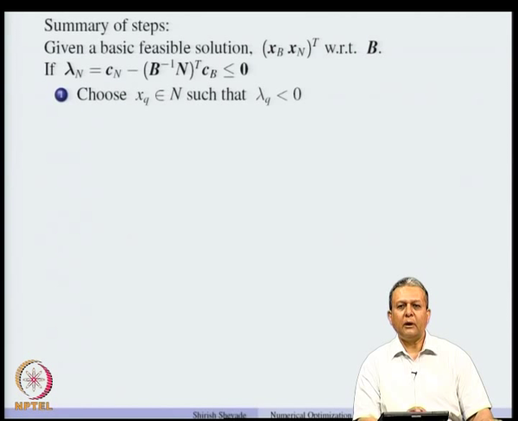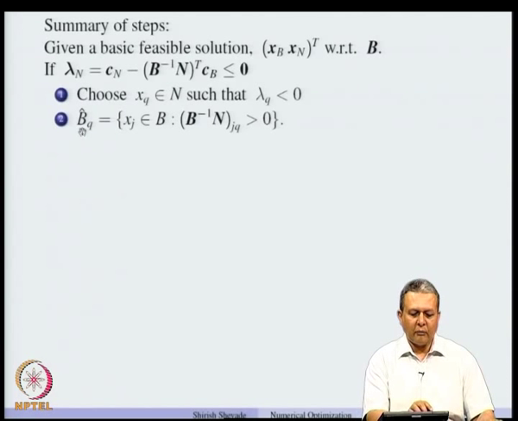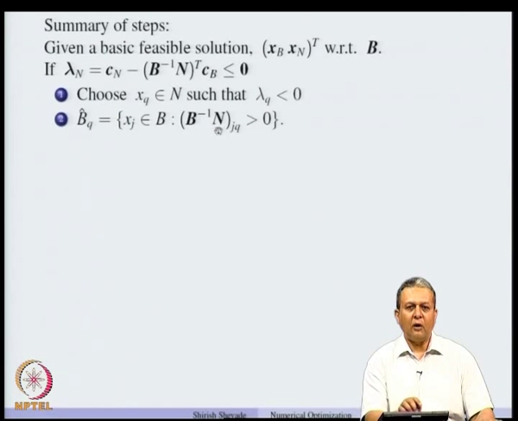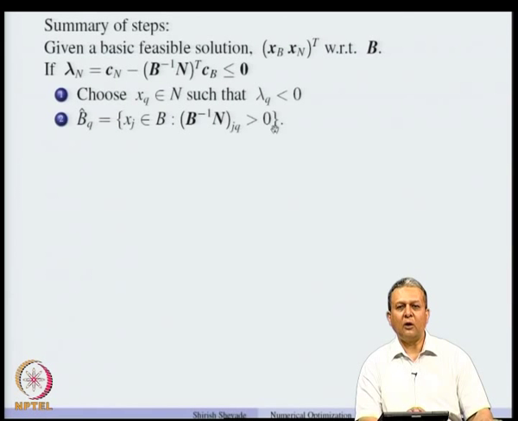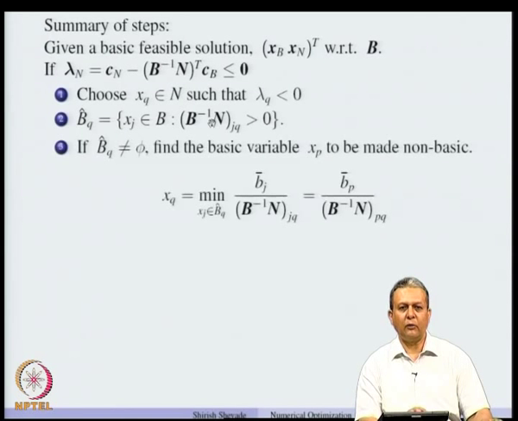Now, having chosen a non-basic variable to be made basic, the next step is to determine the basic variable to be made non-basic. For that purpose, we find the set B hat Q, which is obtained by finding all the basic variables xj such that the jth entry in the Qth column of the B inverse N matrix is greater than 0.